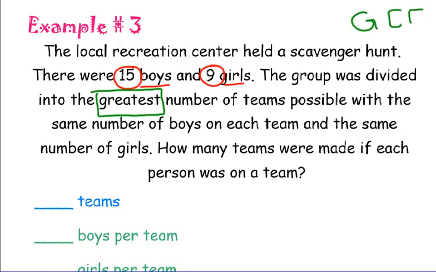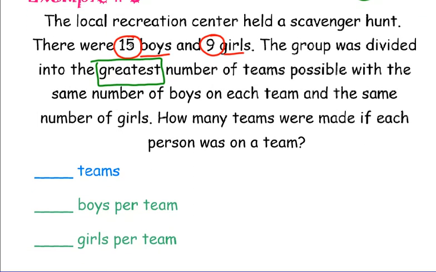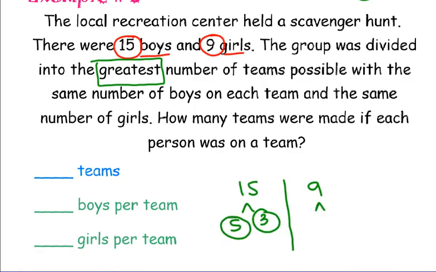Oops, that's supposed to be a C. So I'm going to be finding the GCF of 15 and 9. So let me do that now. So 15 is 5 and 3, and 9 is 3 and 3. And when I cross out my matches, I get 3.